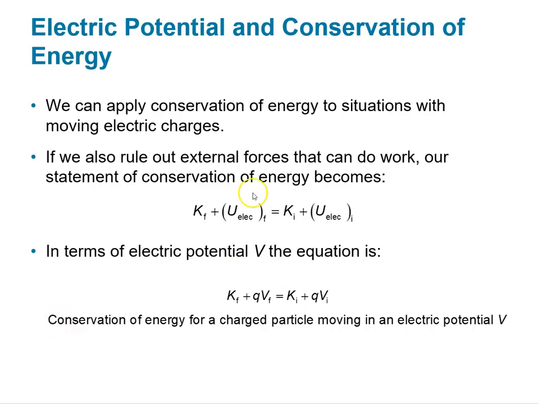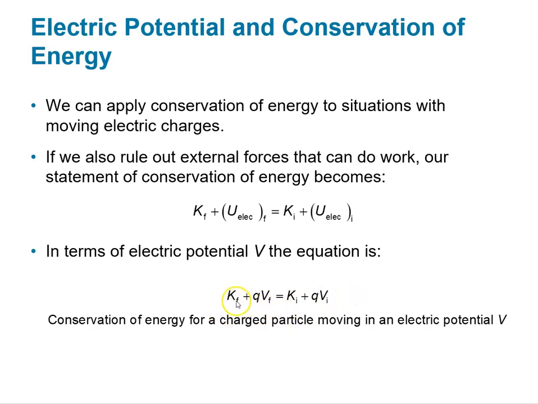Okay, so this is the law of conservation of energy. We know that final kinetic energy plus final potential energy is equal to initial kinetic energy plus initial potential energy, where F stands for final. And if instead of writing U as the symbol for potential energy, we write Q times V, which is our formula, it changes the equation to this.